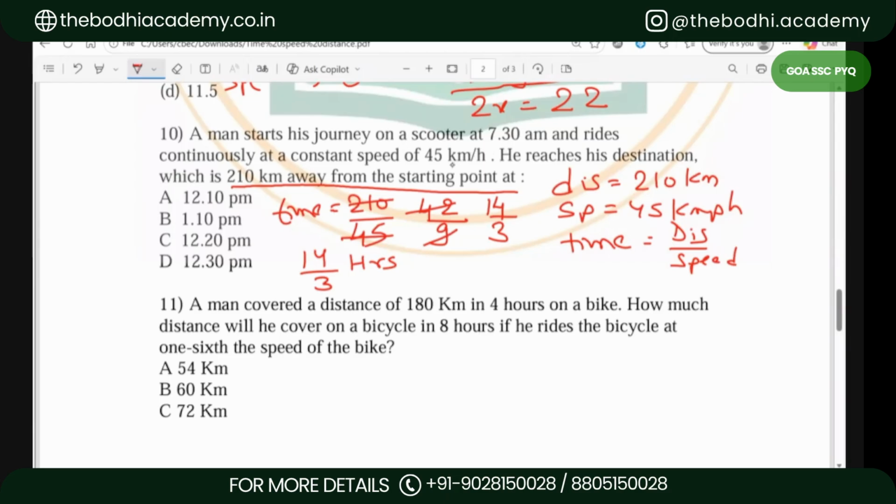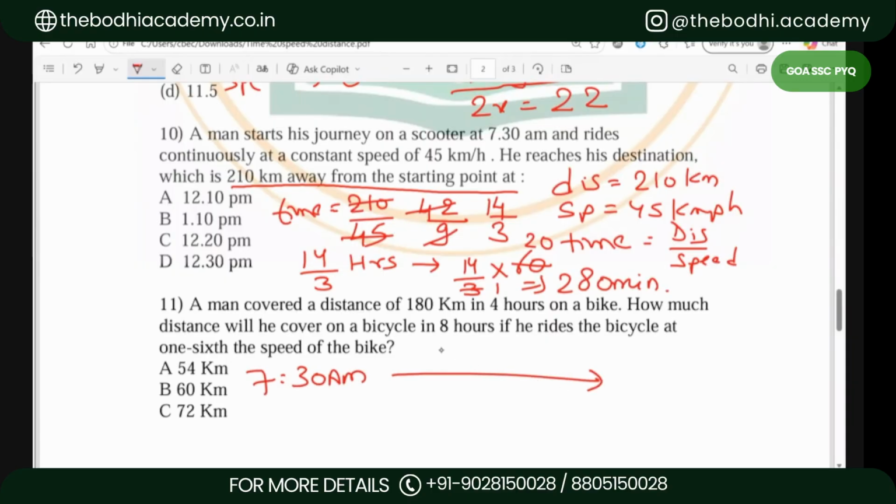To add it, we will convert it into minutes. So 14 upon 3 into 60. 3 ones are 3, 3 twos are 6, so 14 into 20, 280 minutes. So he started at 7:30 a.m. and rode for 280 minutes. Then what will be the time? So 280 minutes. First hour is 60 minutes, second is 120 minutes, third is 180 minutes, fourth is 240 minutes. So that is 4 hours.